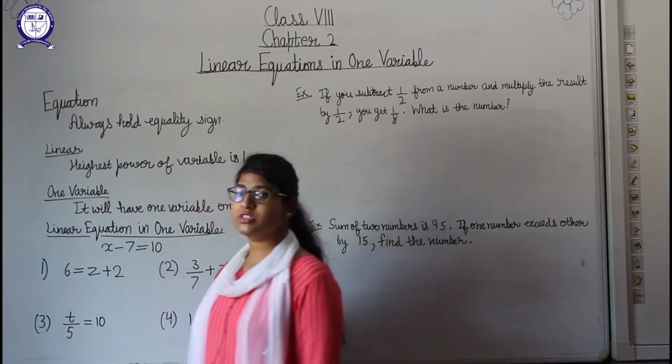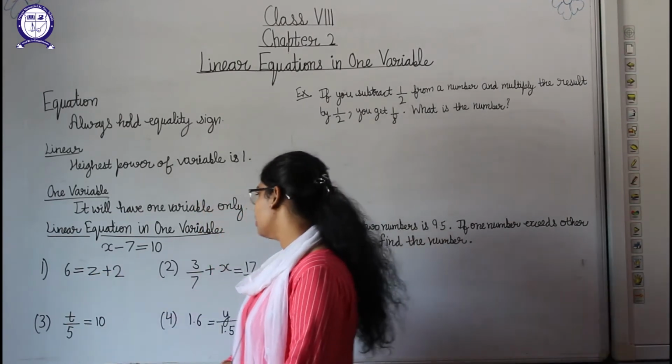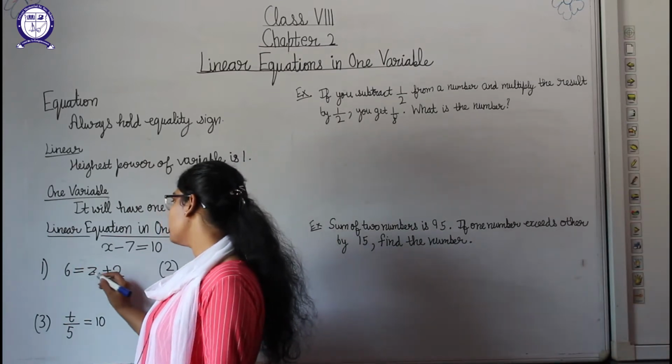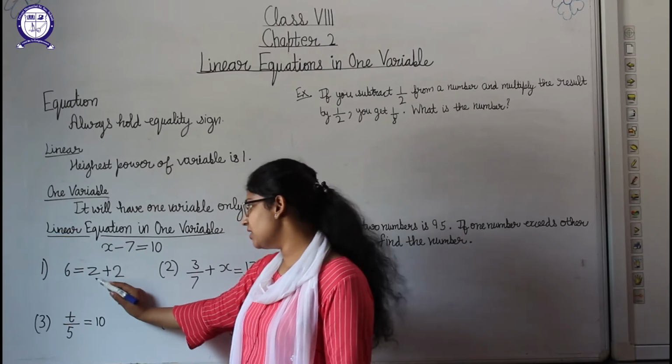Now students, some questions are given to us. We have to solve these linear equations in one variable. Okay, so here it is given that 6 is equal to z plus 2. So we have to find the value of z here.